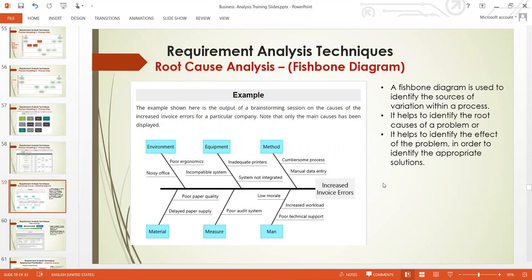So looking at here, the problem here is the increased invoice error. That is the effect. Effect is the problem. And what is causing this? What is causing this effect, which is the increased invoice error, which is the problem? Let's look at the cause. The cause from these six factors: method factor, equipment factor, environment factor, material factor, measure factor, and man factor. So that's how we are going to find out the cause of this increased error in our invoice.